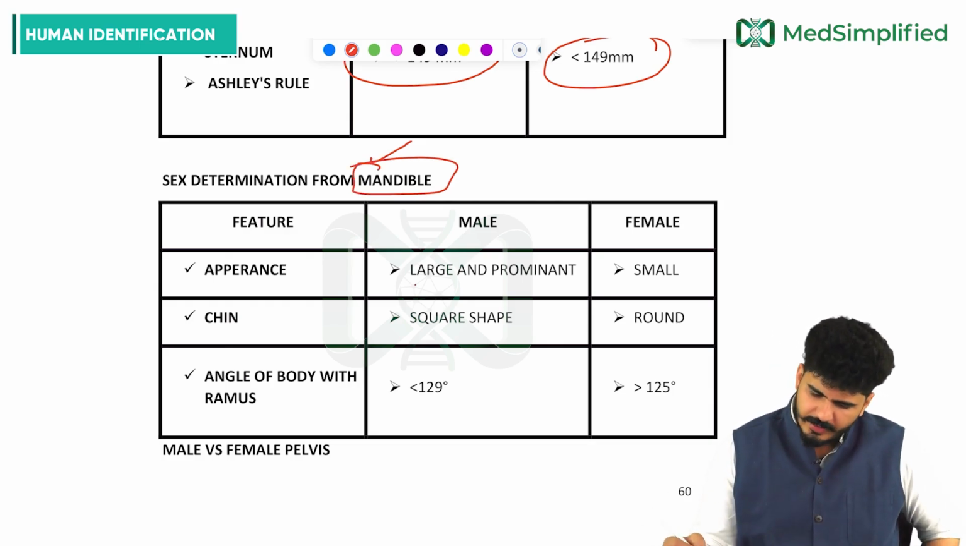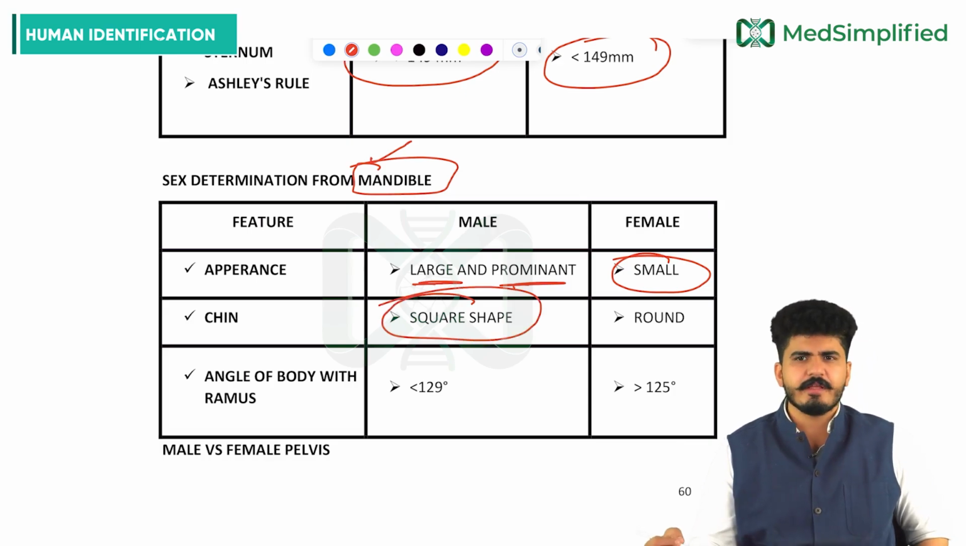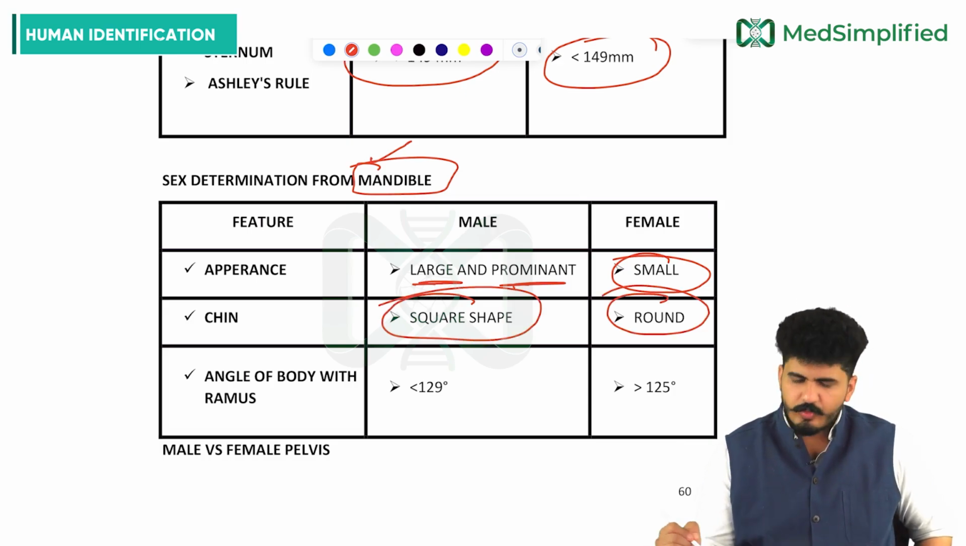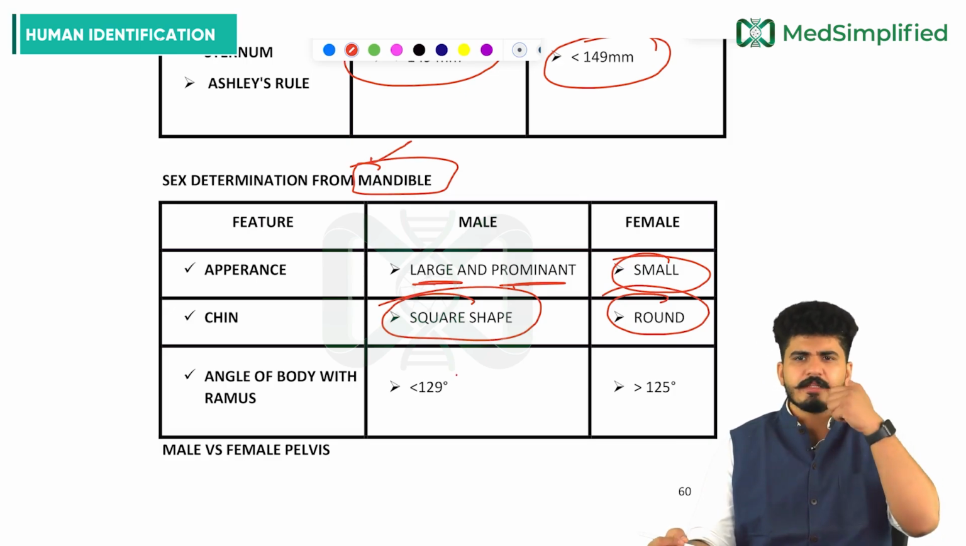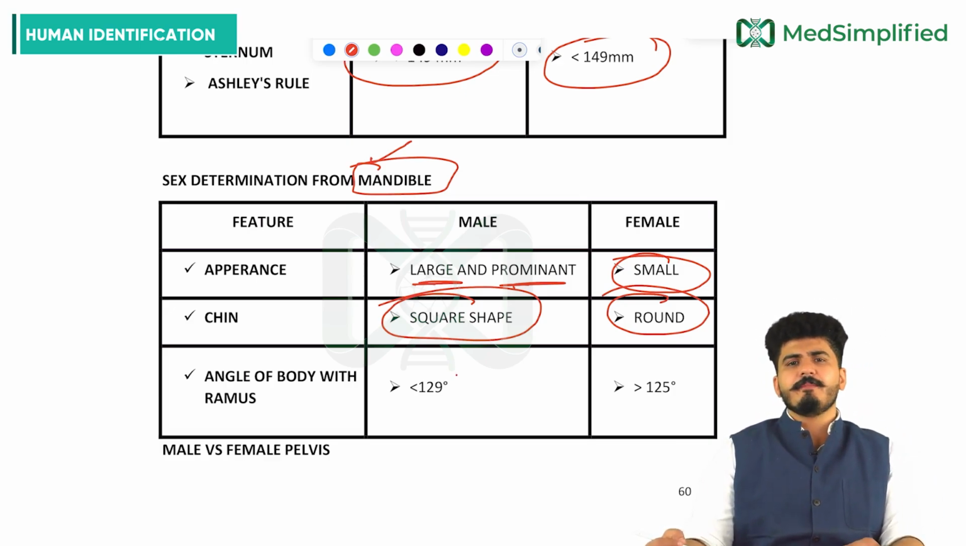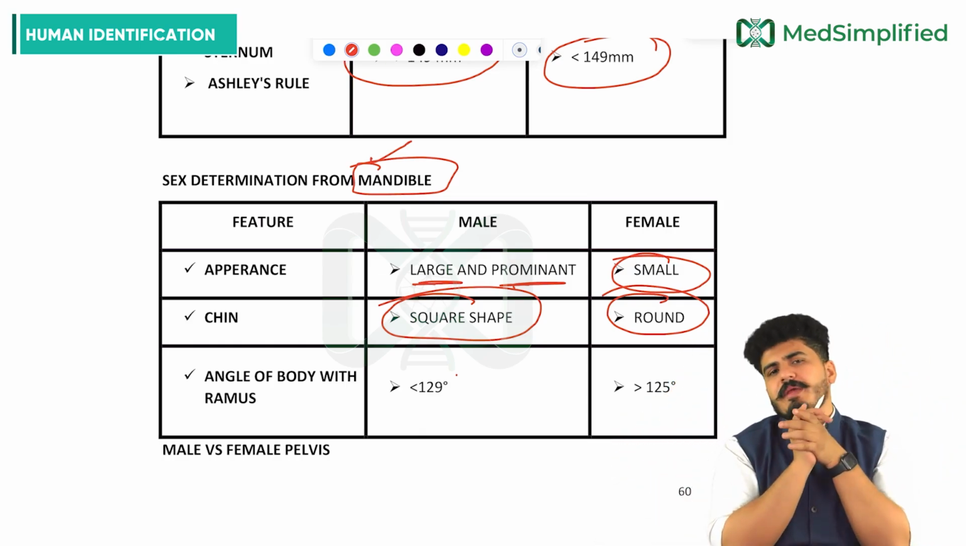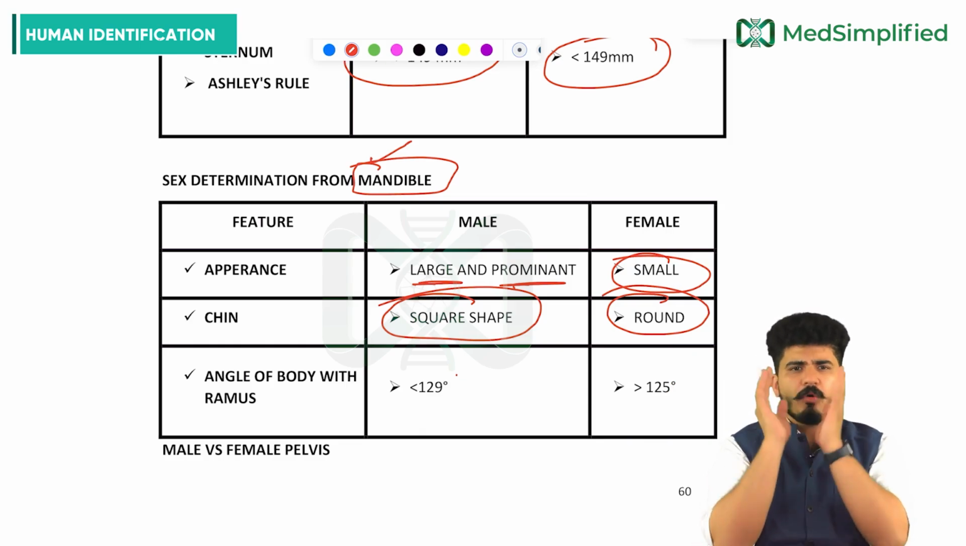According to the mandible, the appearance in the male is large and prominent. In the female, it is small. The chin in the male is square shaped, and in the female, it is round, my dear friends.